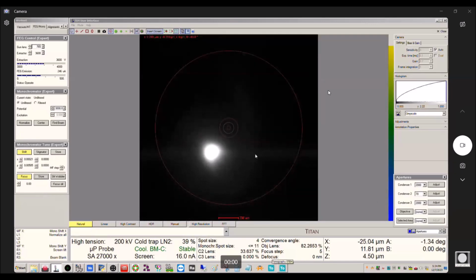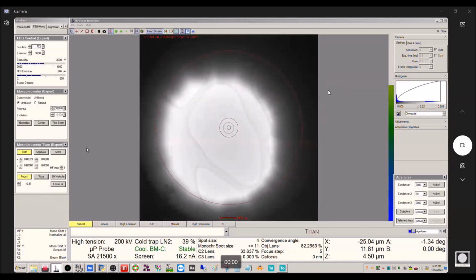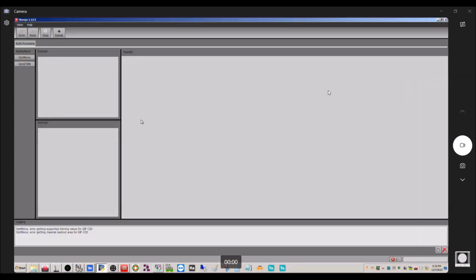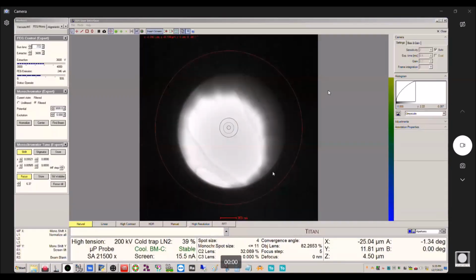So now, if you have OptiMono, this is really easy to do with OptiMono, and we do on this system. So I'm going to go ahead and make use of this. We have Sherpa right here, and we can go to OptiMono right here. It has presets for setting this up, so we can click presets.